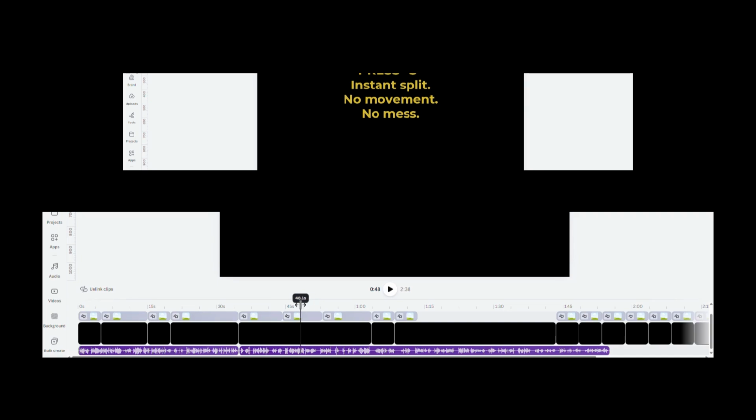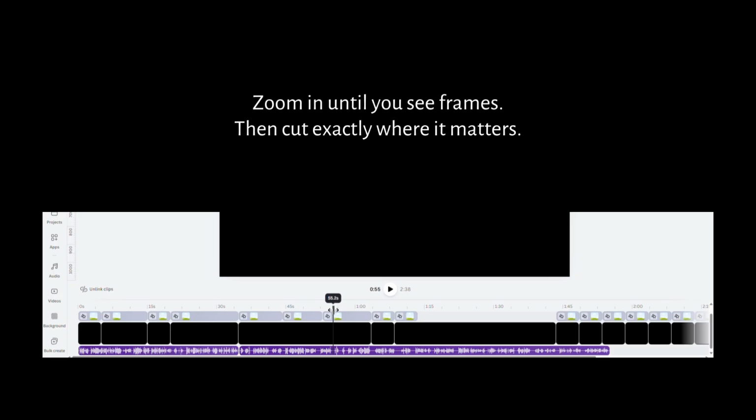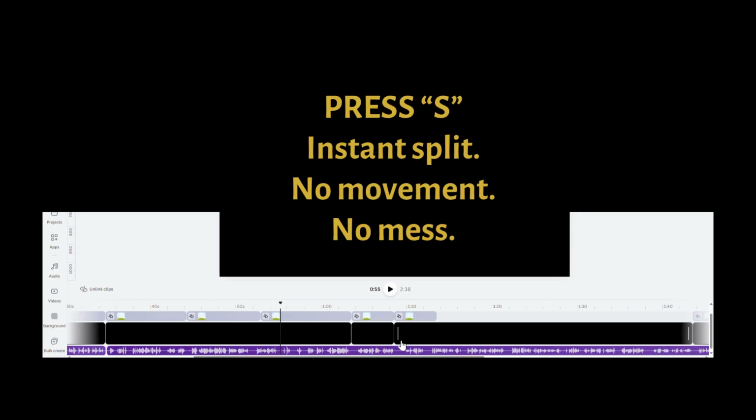First, clean cuts. Most people trim by dragging clip edges back and forth. That's slow and messy. Instead, zoom in on your timeline using the slider at the bottom until you can see frame-level detail. Find the exact moment you want the cut. Hit S. That's it. One key, instant split. No shifting, no dragging, no disruption. Now you can remove dead space instantly and keep your timeline clean.